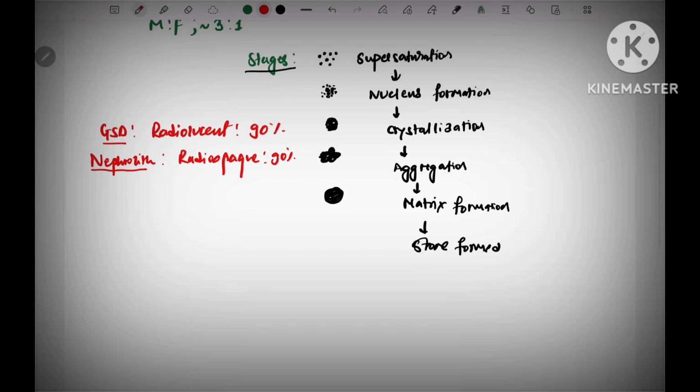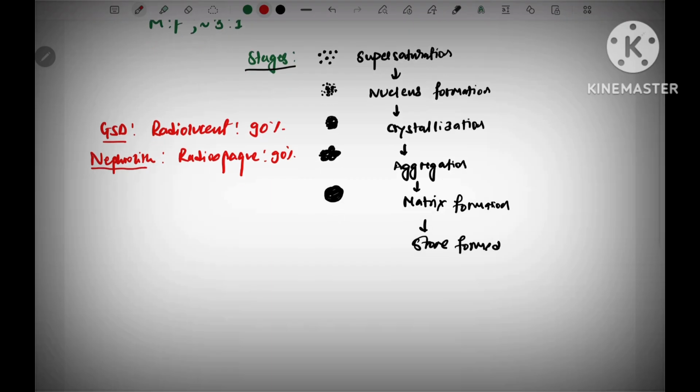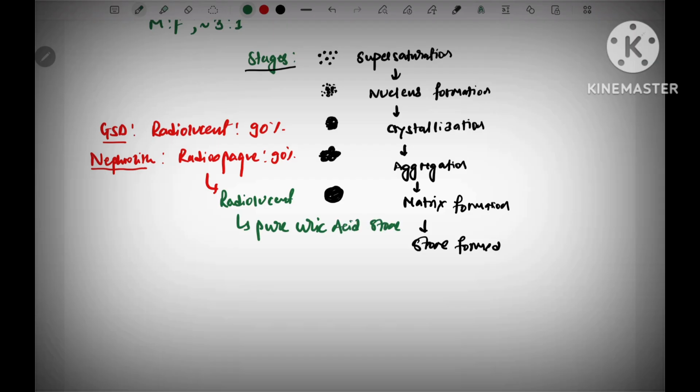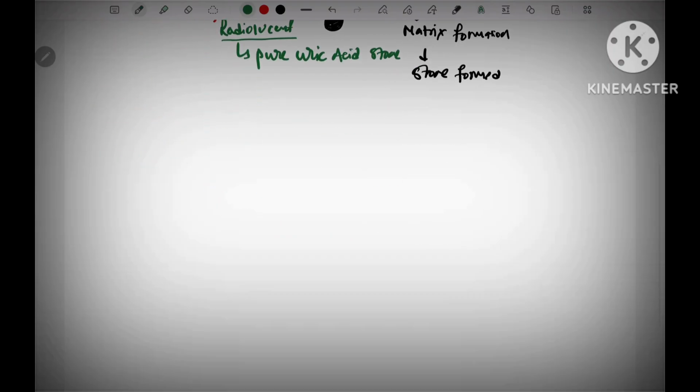Now I would like to make one thing more clear: which stone is radiolucent in nephrolithiasis? The pure uric acid stones. They are the ones which are radiolucent in case of nephrolithiasis. Now let's talk about the different types of stones.